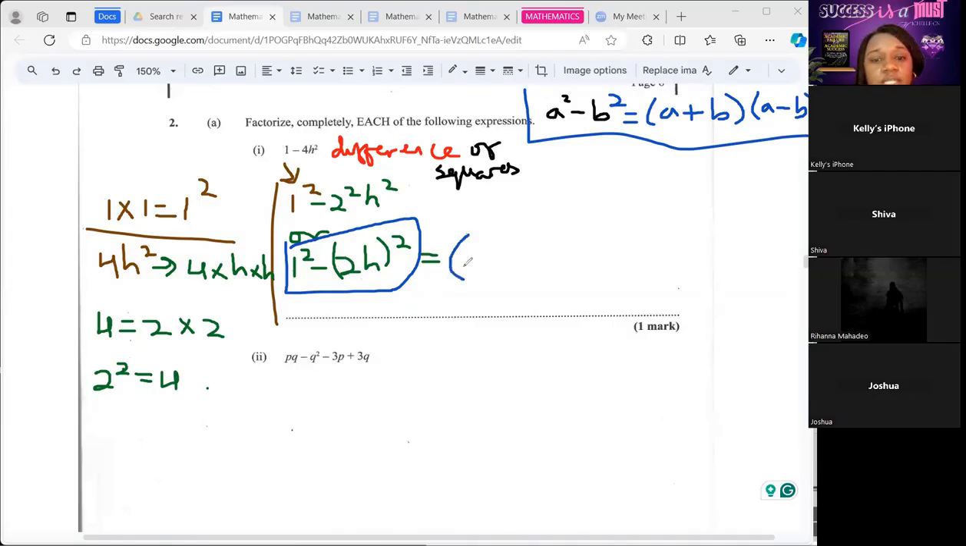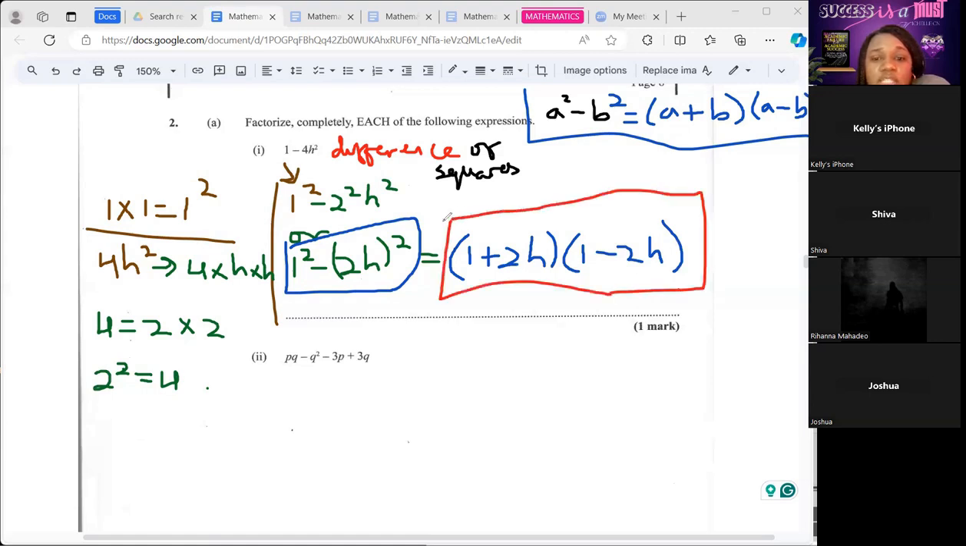So this would be written as 1 add 2h. Oh, sorry. And it doesn't matter if you put the bracket with the addition sign first or the subtraction sign first, it doesn't really matter. You just have to make sure you have a bracket with the addition and the subtraction. That's all you really have to do. So this is the answer that you're supposed to give for this. That's the answer that we're looking for.